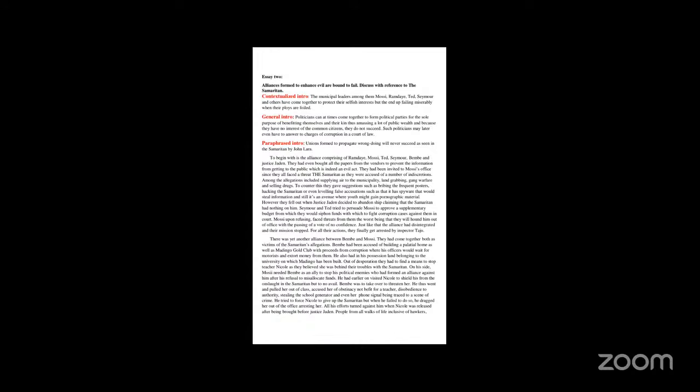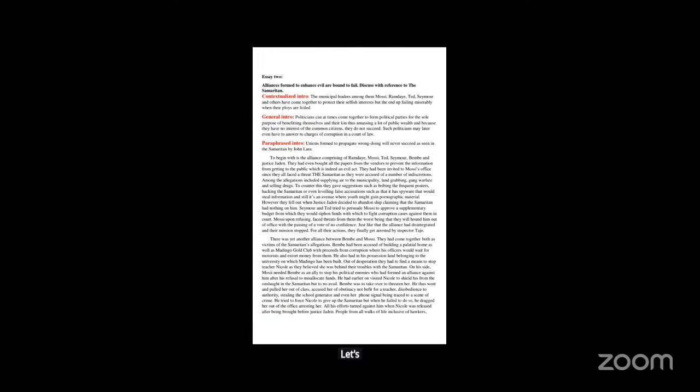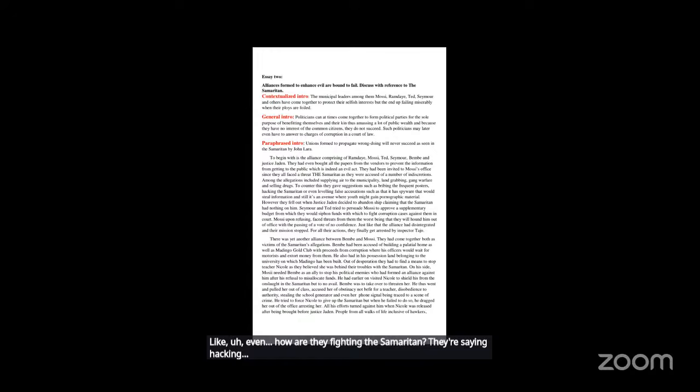I'm stopping at that point and reminding my students, anytime you're arguing, let's always purpose to touch on the details of the book. Whenever you touch on the details of the book, like even how are they fighting the Samaritan? They're saying hacking, bribing people, false accusations. This thing will be used to spread pornography. Someone knows my student is in touch with the details of the Samaritan. Let's move up to the end of it.